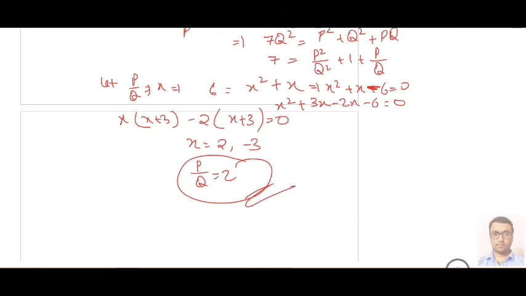So this is all for today. We have just solved some questions based on vectors. In the next lecture we will continue our topic, motion in a plane. Okay, thank you. Sai Ram.